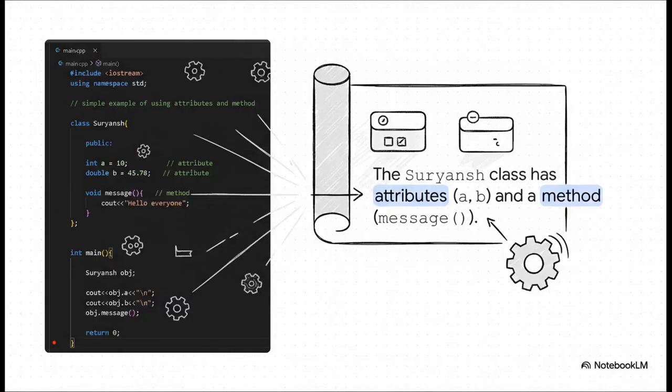And here we can see that idea in action. This makes it way more concrete. We have a class here called suryansh. The integers a and b, those are its attributes. That's the data it holds. And message is a method. It's something an object built from this blueprint can actually do. See how it bundles the state and the behavior all into one neat package?